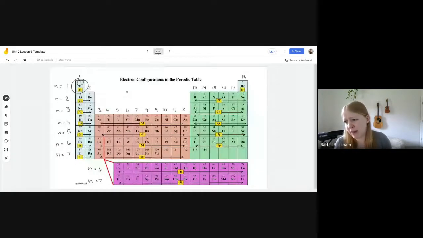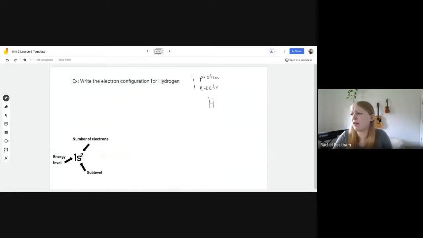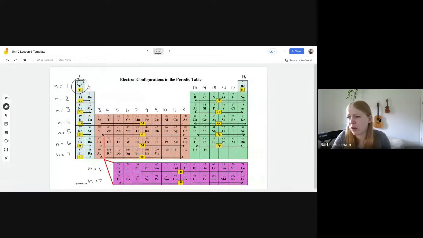So looking at H right here, what energy level is this on? Well, the question I'm asking is what row is it on? You can see right here, this is the energy level. It's on energy level 1, right? And then the next thing that we write is the sublevel. What sublevel is H on? You can see right here, it's on the S sublevel. So everything within the light blue right here, and also helium over here, they're on the S sublevel. So H is on the S sublevel.